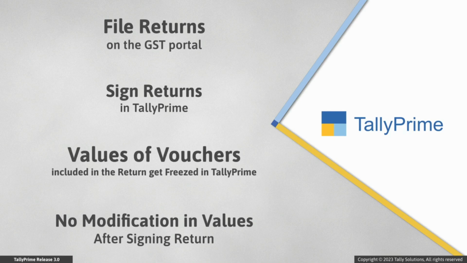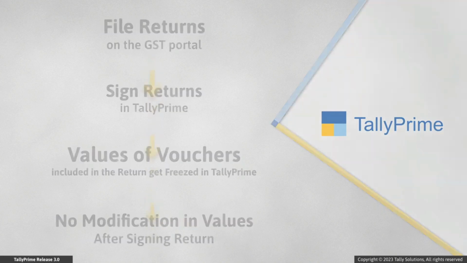As a supplier of goods or services, you must be filing returns on the GST portal for a specific period as followed in your business practices. Once you file returns on the GST portal, you can sign the return in TallyPrime. Signing a return in TallyPrime freezes values of all the transactions included in the return. As a result, you will not be able to modify transactions that are included in the filed return.